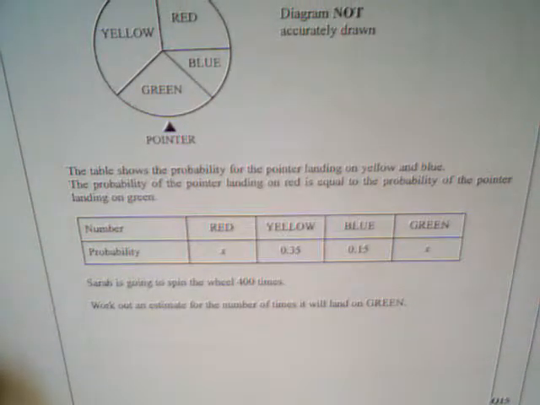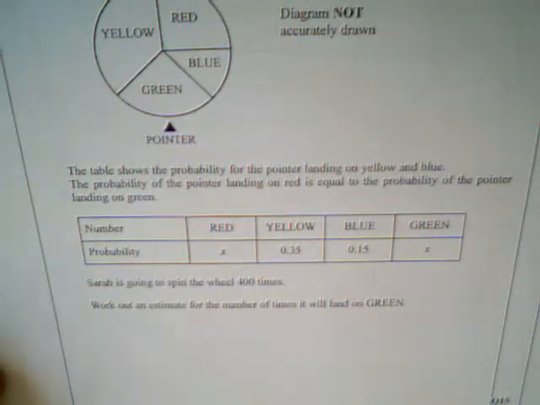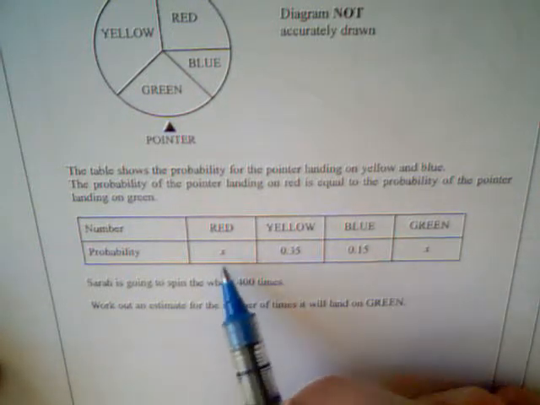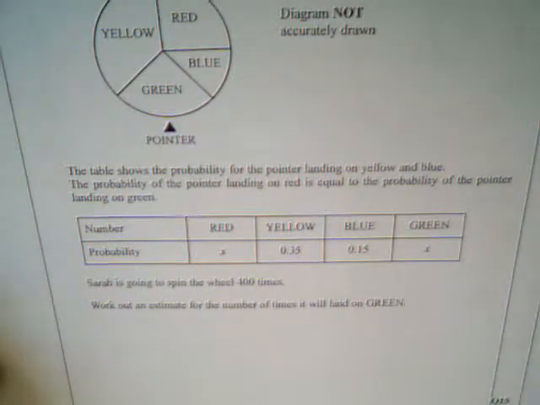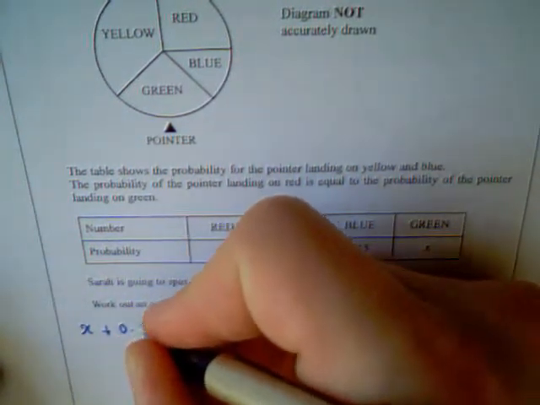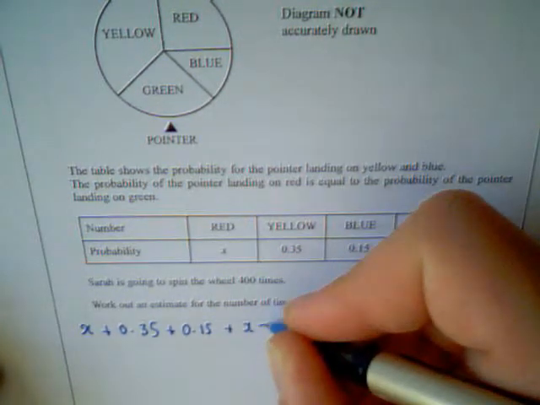Sarah is going to spin the wheel 400 times. Work out an estimate for the number of times it will land on green. Okay, so first of all, we have to find out what X is. What do we know about probabilities? All of these probabilities have to add up to what? 1. So we have X plus 0.35 plus 0.15 plus X has to be equal to 1.